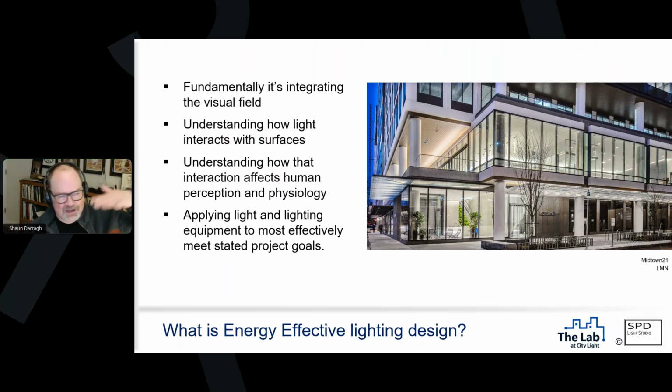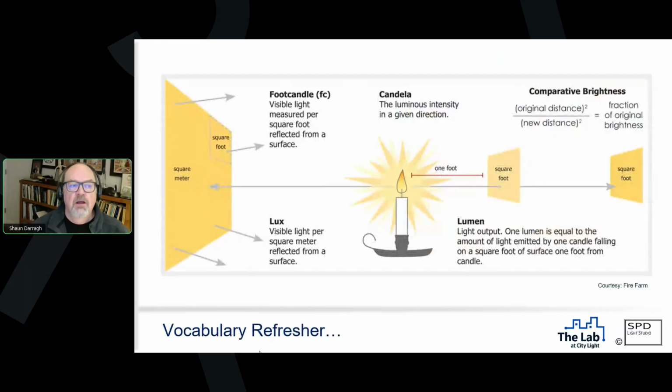Okay, that's a whole lot of high level stuff, right? Let's circle back for just a moment and have a little bit of vocabulary refresher. So this, of course, is not a very basic class. And the assumption going in here is that you all know something about lighting, but let's jump back for just a moment.